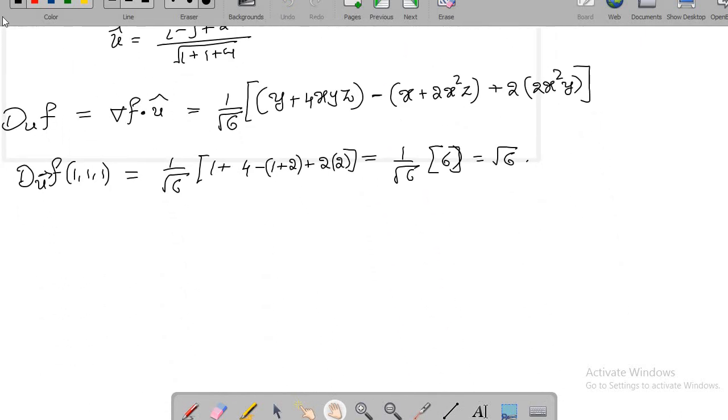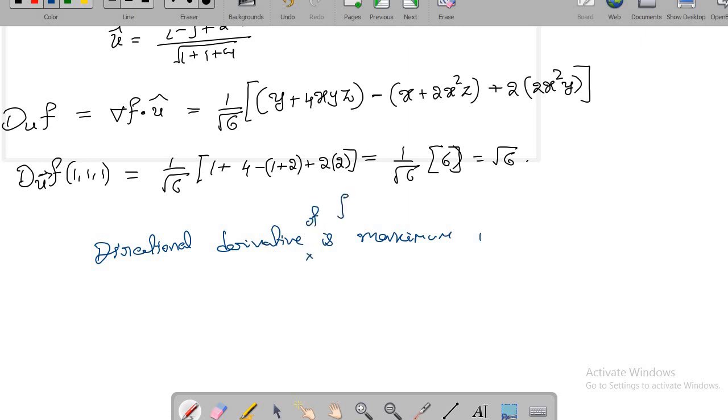And I'd like to mention a small point about the directional derivative. If you want to know the direction in which the function has maximum rate of change, that direction is nothing but the normal vector direction. It is nothing but gradient phi. So you can write a note. The note is that the directional derivative of f is maximum in the direction of gradient of f.